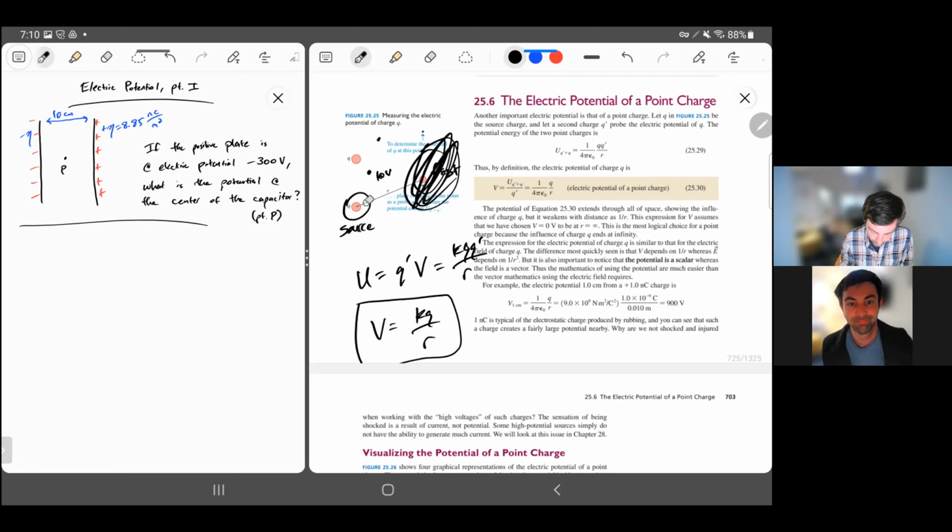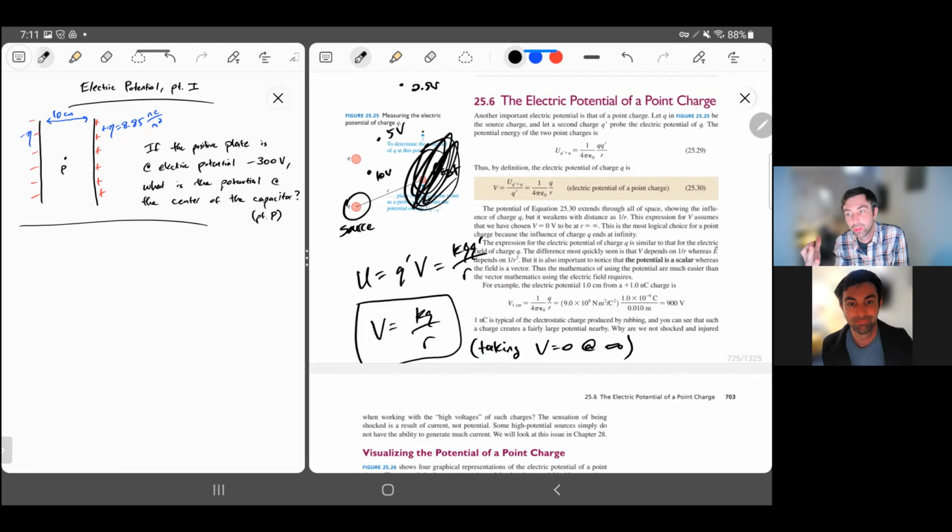So from this source charge, if that's 10 volts, looks like this would be 5 volts. If you go another factor of 2, it'll be 2.5 volts, et cetera. And this is decreasing all the way down to 0 volts. So this formula assumes that V equals 0 at infinity.